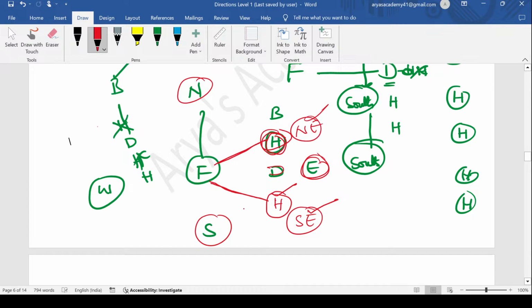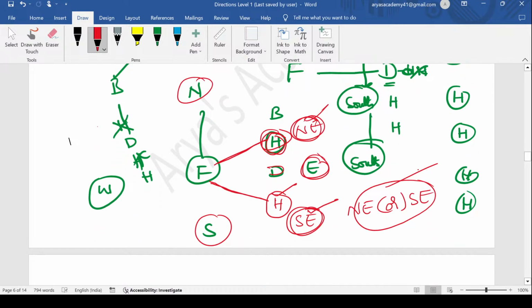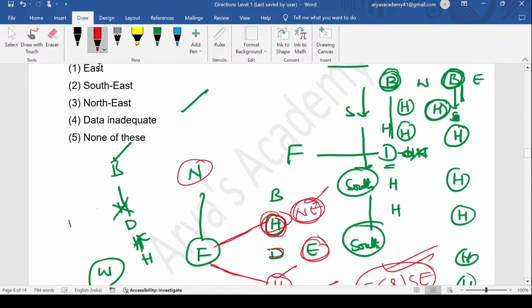But in the given question, they have not clearly mentioned whether H is above D or below D. They have just mentioned H is to the south of D. That's all. But we don't know whether he is above D or below D. If he is above D, then the answer will be northeast. If he is below D, then the answer will be southeast. So in this case, the correct answer is either northeast or southeast. But if you look at the options, northeast is an option, southeast is an option, but there is no option which actually says either northeast or southeast. Hence, the correct answer is data inadequate.